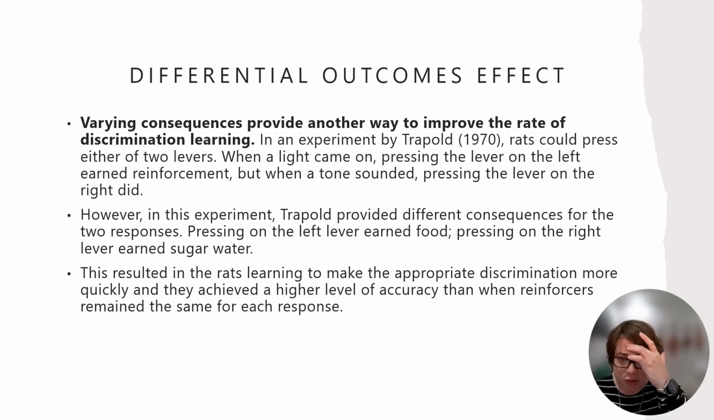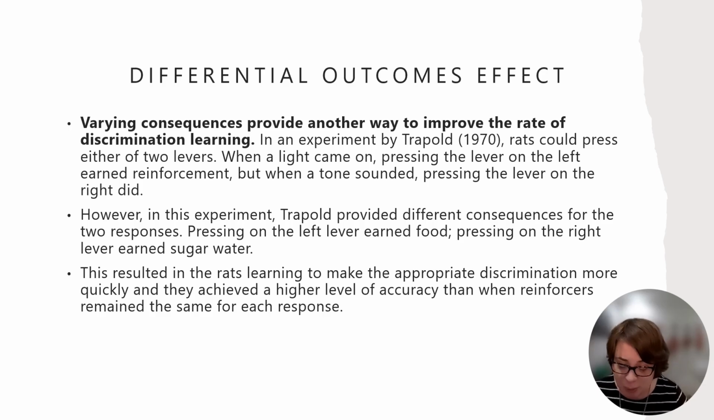And so this resulted in the rats learning to very quickly make the appropriate discrimination between the lever on the left and the lever on the right. And they achieved a fairly high level of accuracy, or they achieved a higher level of accuracy than rats who were given the same reinforcer for each response.